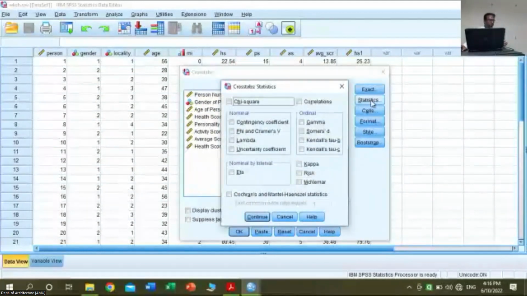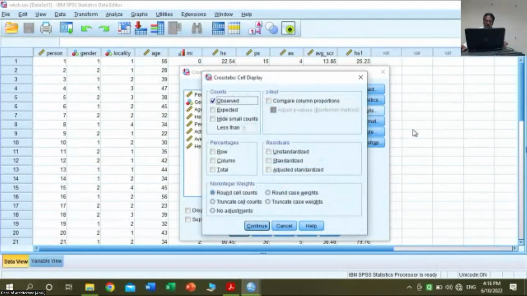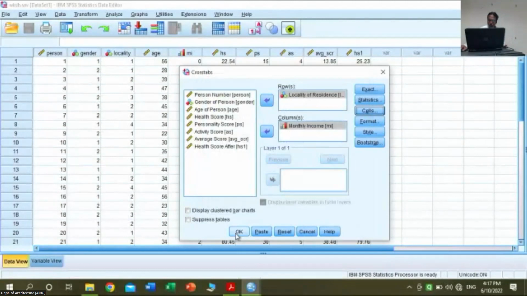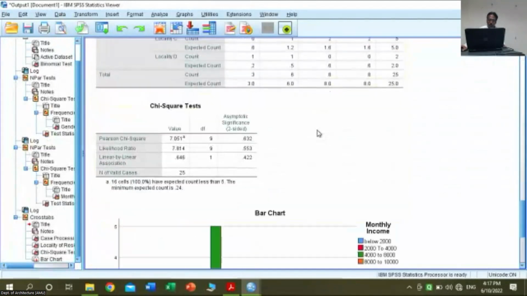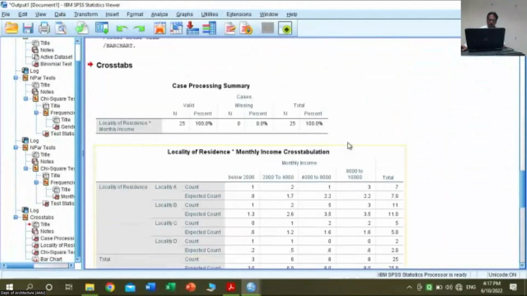Click on Statistics and see there is the option Chi-square. Click on Chi-square and then Continue. Now click on Cells. Observed frequency will be displayed in the contingency table. You can also display the expected frequency. If you click on expected frequency, then observed and expected frequencies will be displayed in the table. Continue and then OK. You can also display the clustered bar chart.